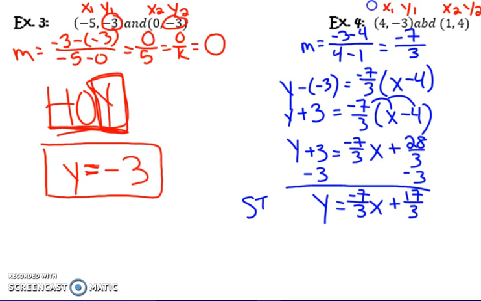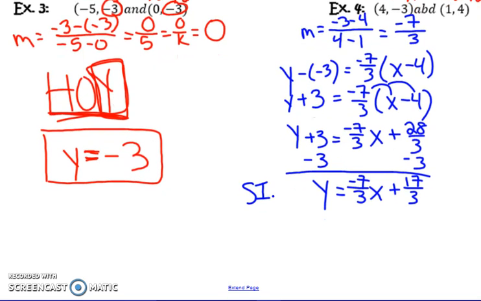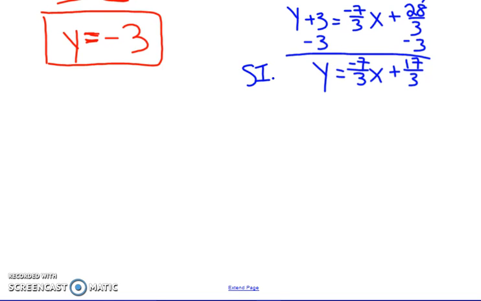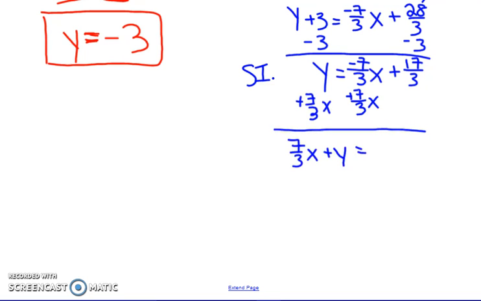This is our slope-intercept form. So from here, we want to turn it into standard form. So we're going to add 7/3 x on both sides so that my x and my y are on the same side. So we have 7/3 x plus y is equal to 17/3.